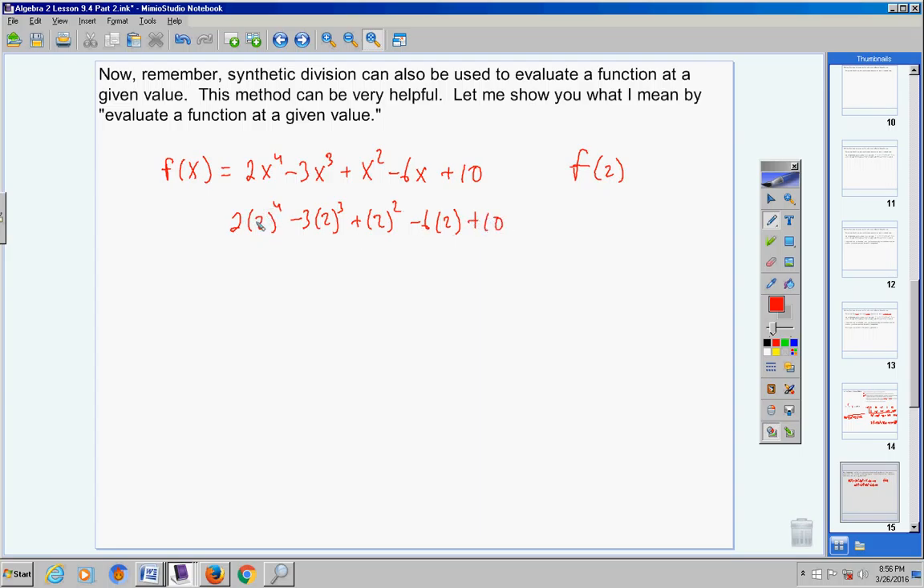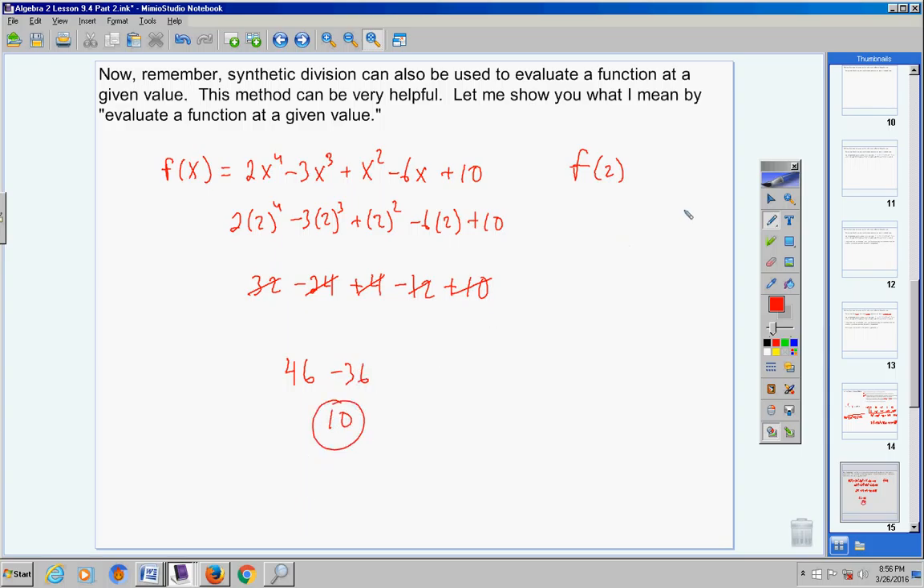Okay, do your powers first. 2 times 2 is 4, times 2 is 8, times 2 is 16, times 2 is 32. 2 to the third power is 8. 8 times negative 3 is negative 24. 2 times 2 is positive 4. 6 times 2 is a negative 12. Positive 10. Add up all of your positives. 32 plus 4 is 36. Plus 10 is 46. Now add up all of your negatives. You get a negative 36. So your answer would be 10.